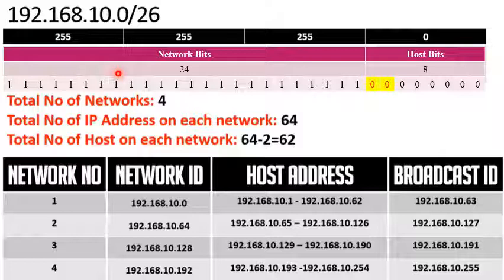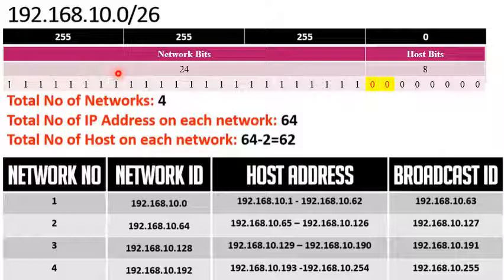24 bits reserved means obviously you will get 255.255.255. Then the remaining two bits are required, so you have to borrow 2 bits from the host bits. That's why the yellow mark indicates the 2 bits borrowed from the host bits. So how do we find the number of networks? 2 power n, where n is the number of bits borrowed from the host bits. So 2 bits borrowed, 2 power 2, which is 4.